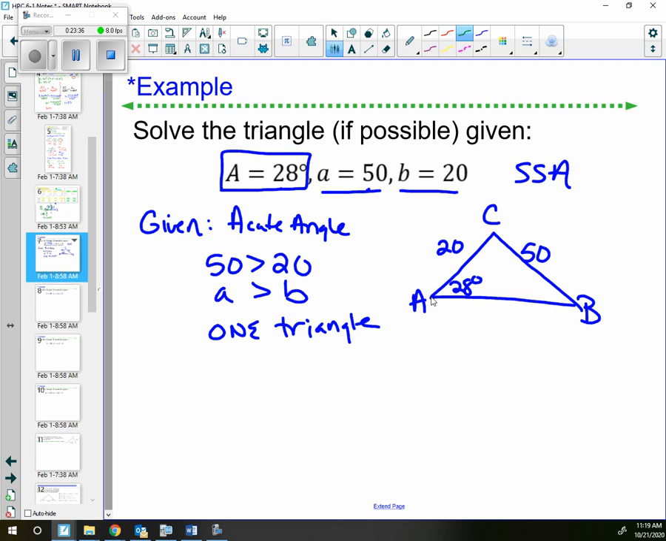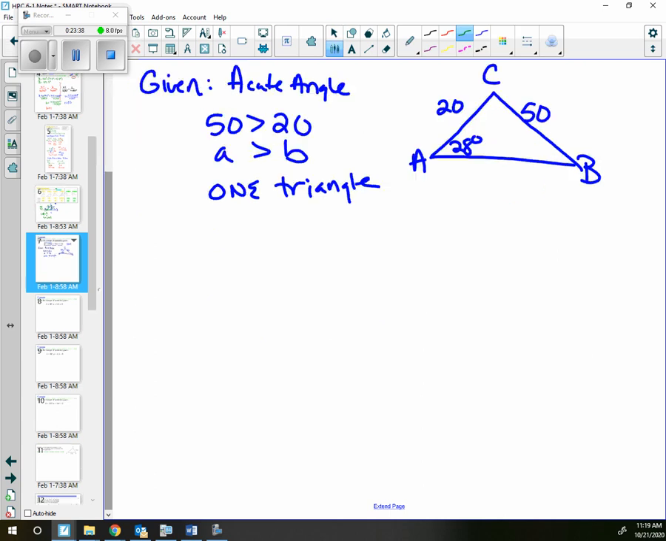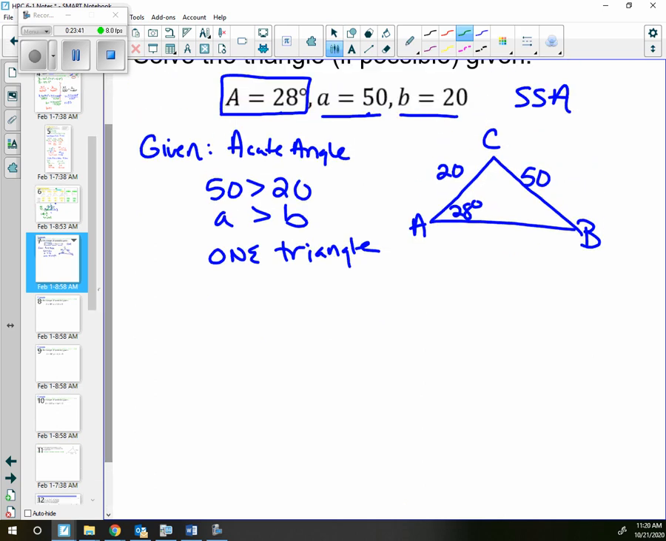All right, so what can we solve for then? Let's talk about the actual solving. Because I know everything about A and I have side B, the first and only thing I can solve for is angle B. So I'm going to go ahead and set up that law of sines. So 50 is to the sine of 28 degrees as little b, 20, is to the sine of angle B. All right, so we're going to do our cross multiply divide like we normally do.